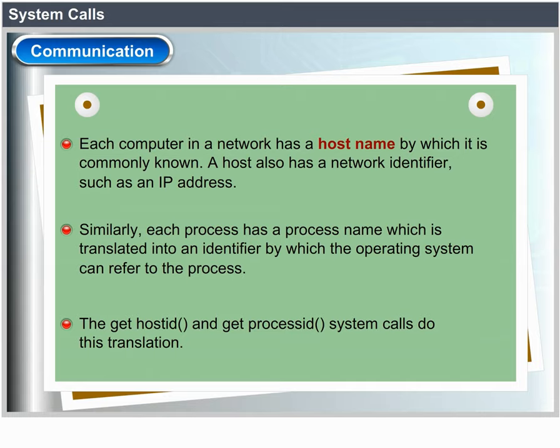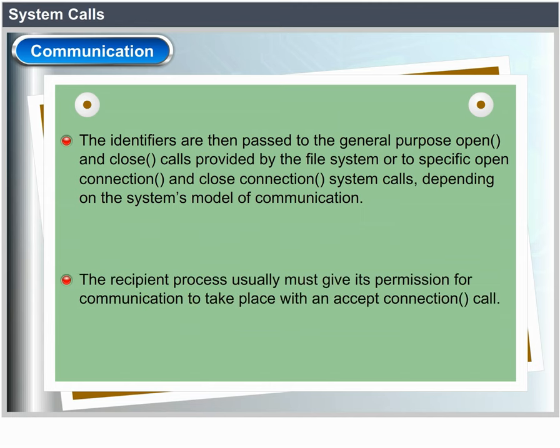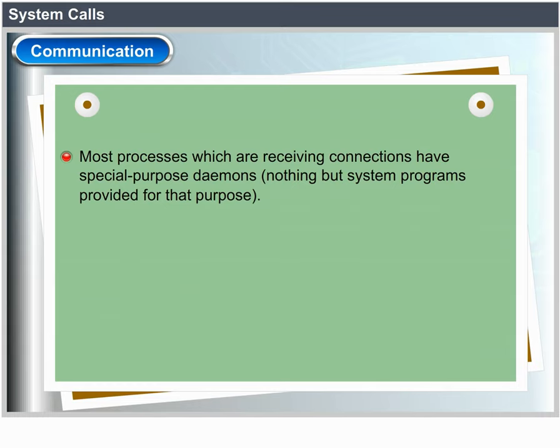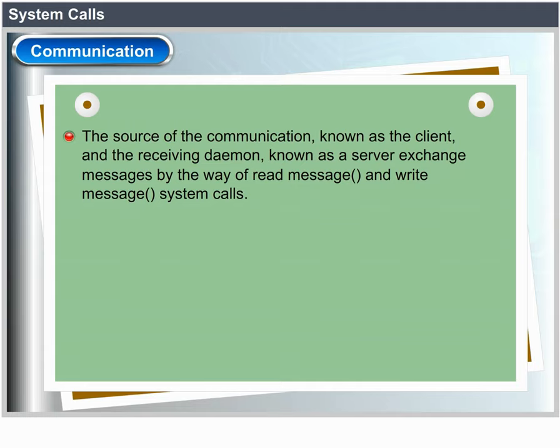The identifiers are then passed to the general purpose open function and close function calls provided by the file system, or to specific open connection function and close connection function system calls, depending on the system's model of communication. The recipient process usually must give its permission for communication to take place with an accept connection function call. Most processes that will be receiving connections are special purpose daemons, which are system programs provided for that purpose. They execute a wait for connection function call and awaken when a connection is made. The source of the communication, known as the client, and the receiving daemon, known as a server, then exchange messages by using read message function and write message function system calls. The close connection function call terminates the communication.